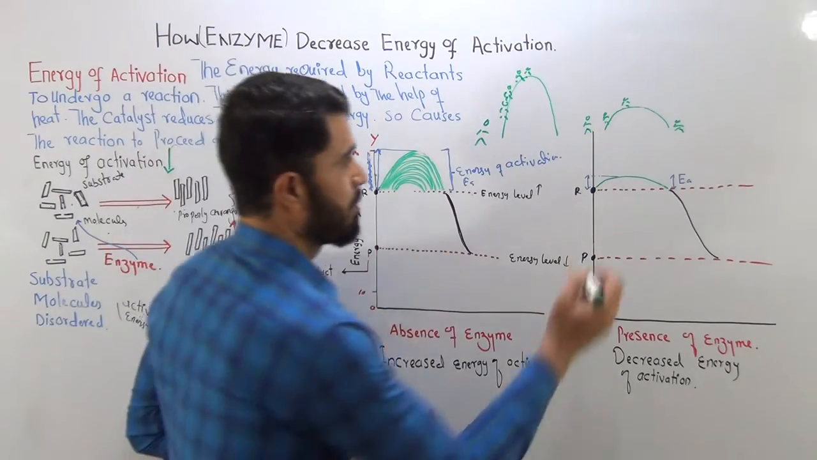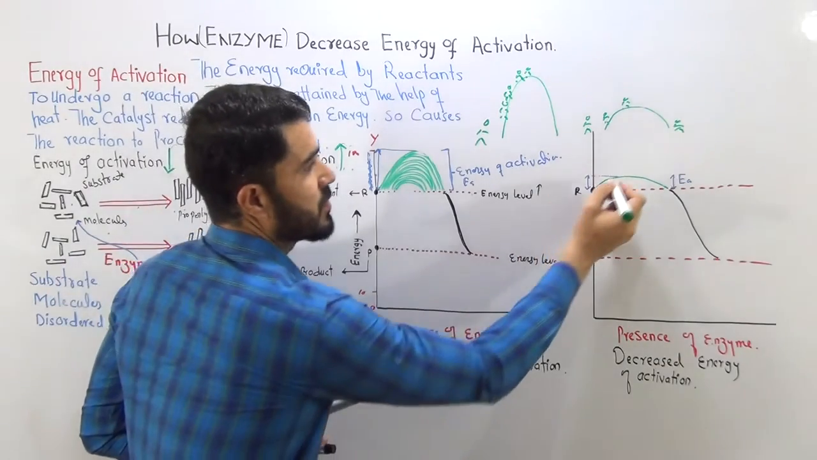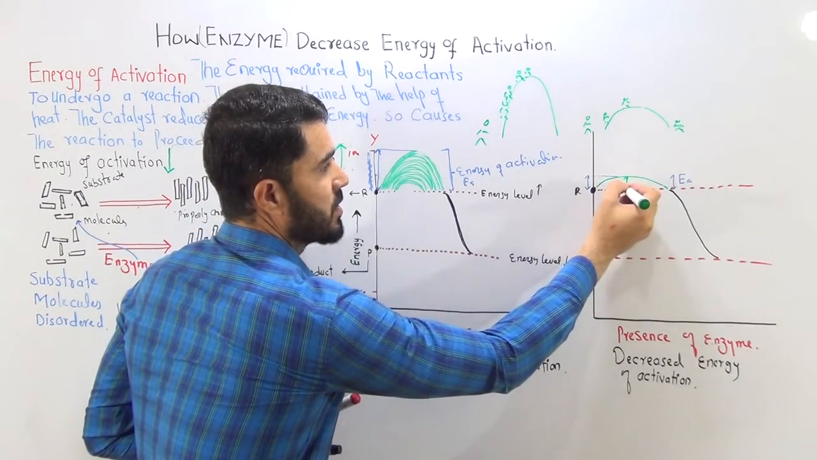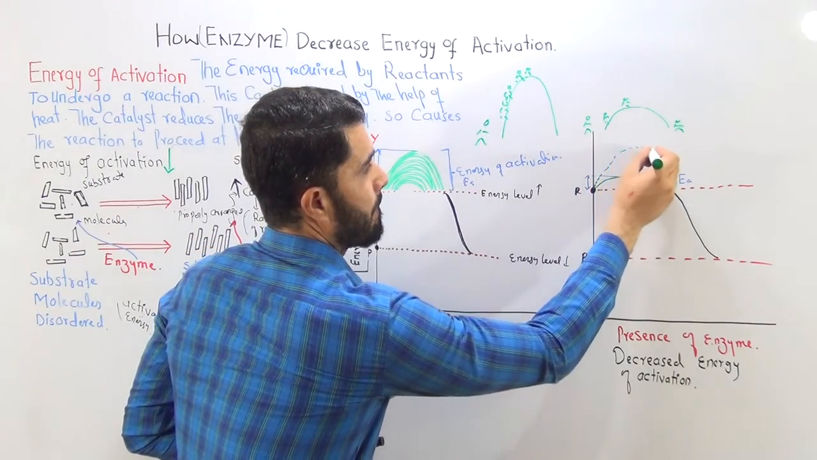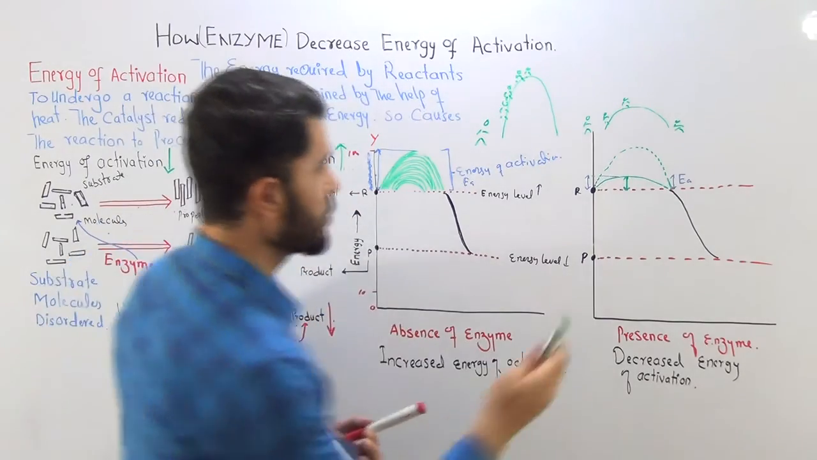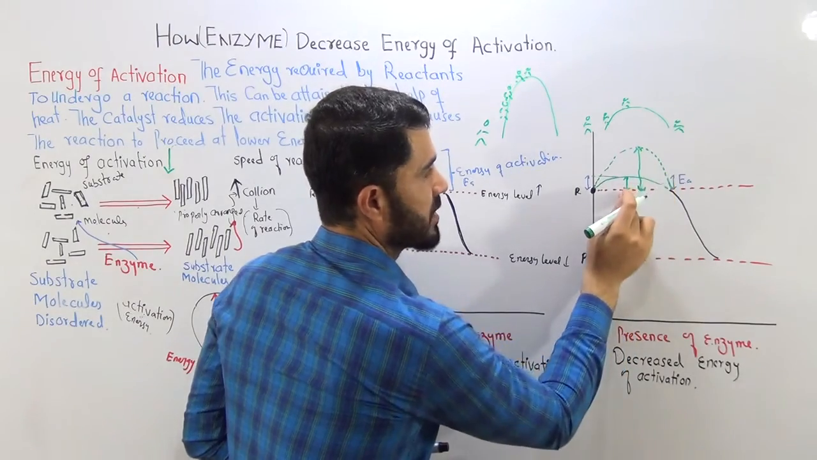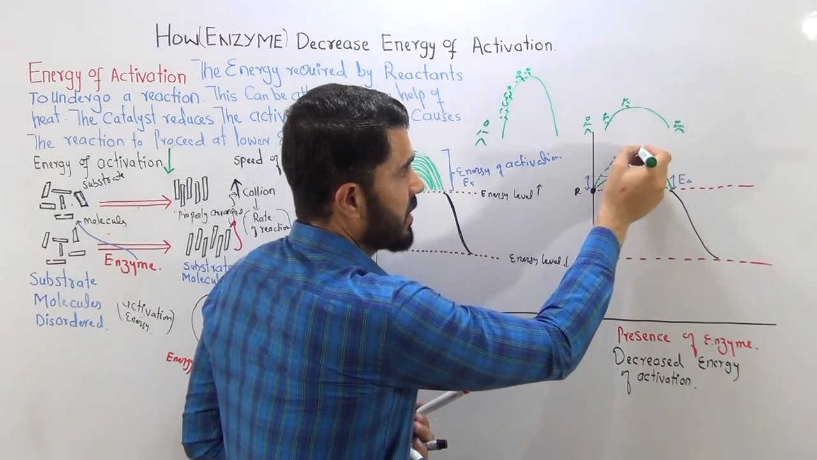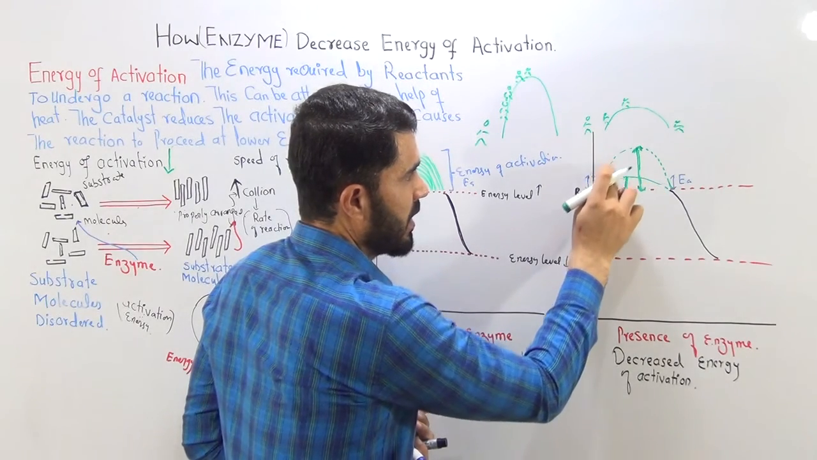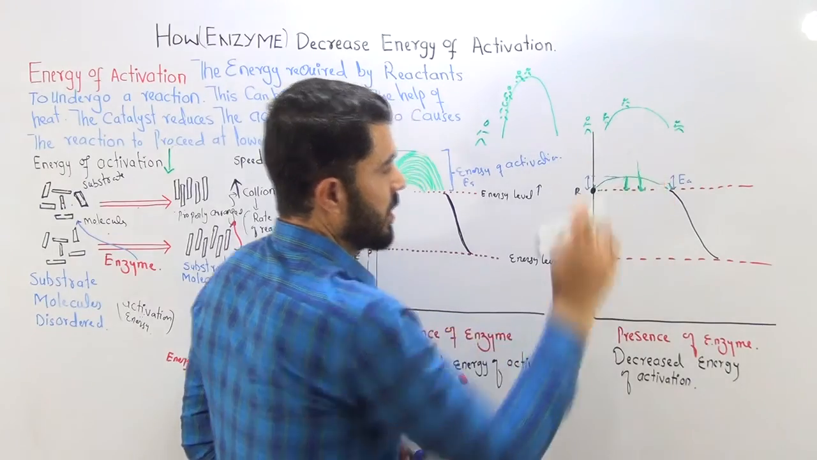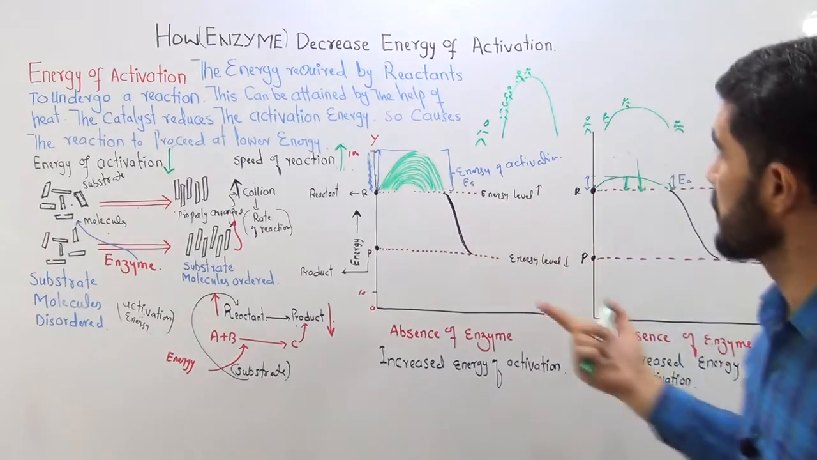That is why we say, what did the enzyme do? The enzyme just decreases the energy of activation from this level to, let's suppose, this one. So the energy of activation is increased in the absence of enzyme, and in the presence of enzyme there is only a slight amount of energy of activation. So I hope this diagram clears your concept here of how the enzyme decreases the energy of activation.